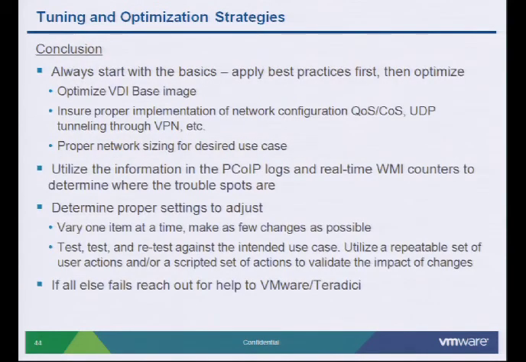So start with the basics, right? Do the best practices first. Tuning will never make up for a poorly configured network. If you're not putting PCoIP in QoS and it's just hanging around in the scavenger queue and constantly getting dumped because you still have tail drop and you didn't size your pipes correctly, then taking 20% off by tuning it isn't going to save anybody anything. So do that first. And then utilize the information. So there's really no excuse.